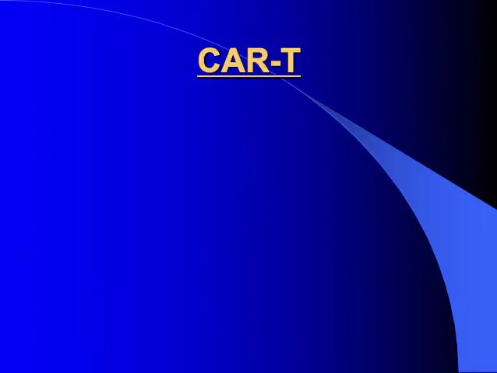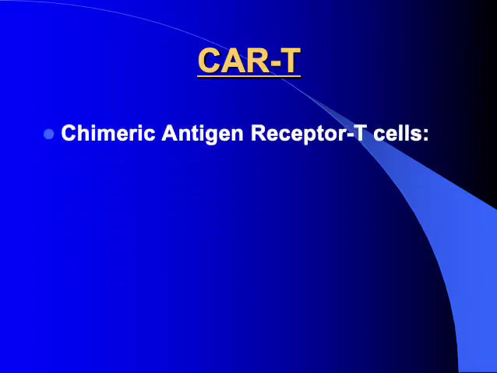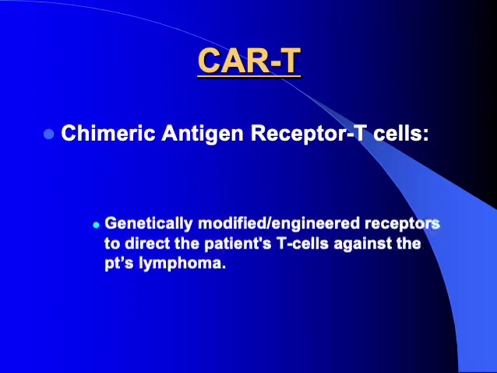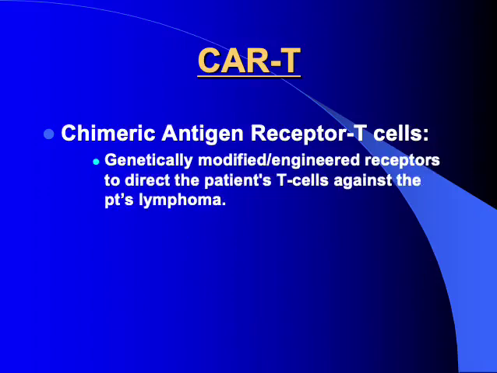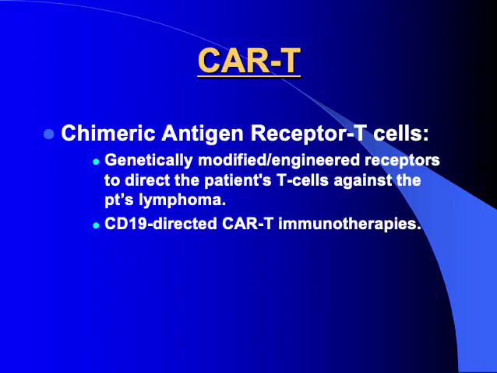What is CAR T? CAR T stands for chimeric antigen receptor T cells. It is genetically modified, engineered, if you will, artificial receptors to direct the patient's T cell against the patient's own lymphoma. So it is made specifically for that patient. CD19 directed CAR T immunotherapies are available nowadays for use.